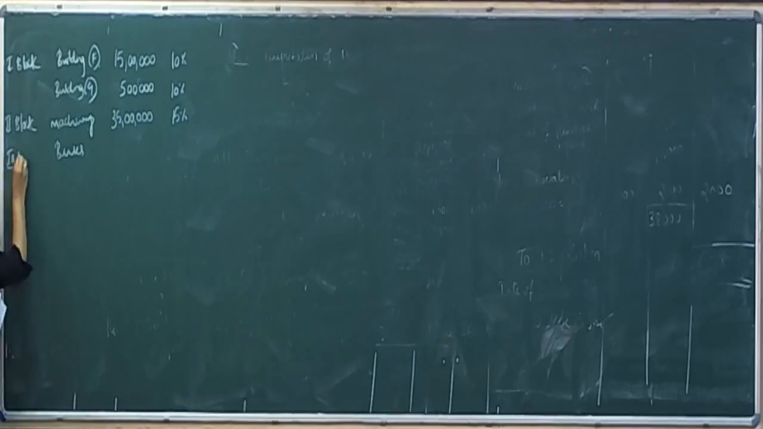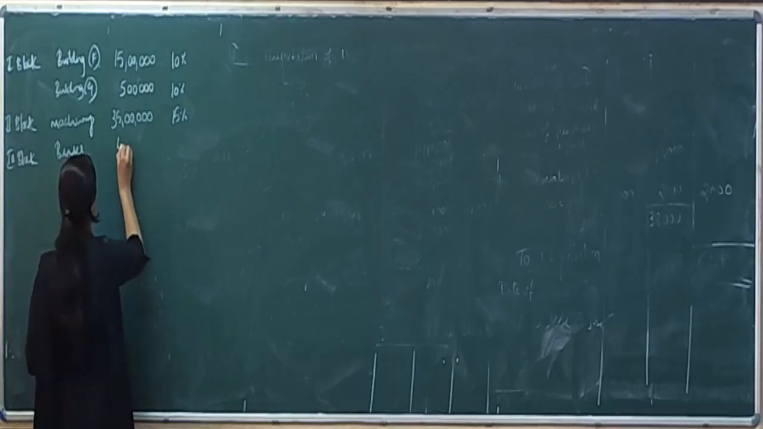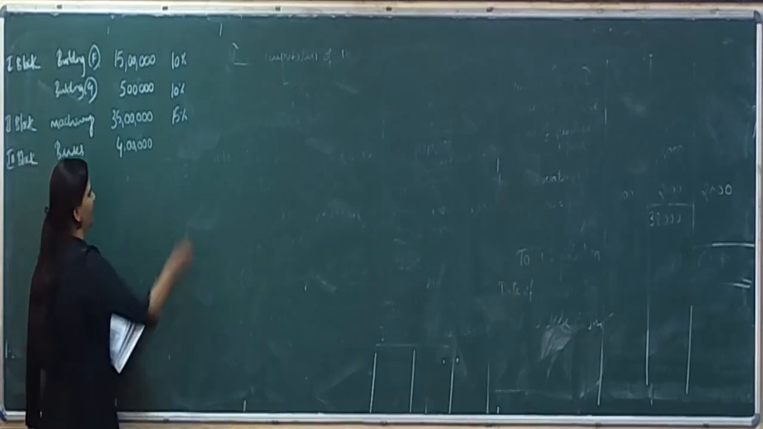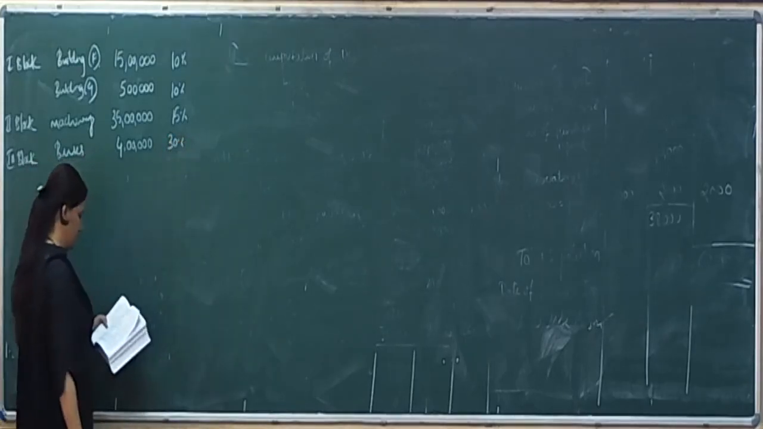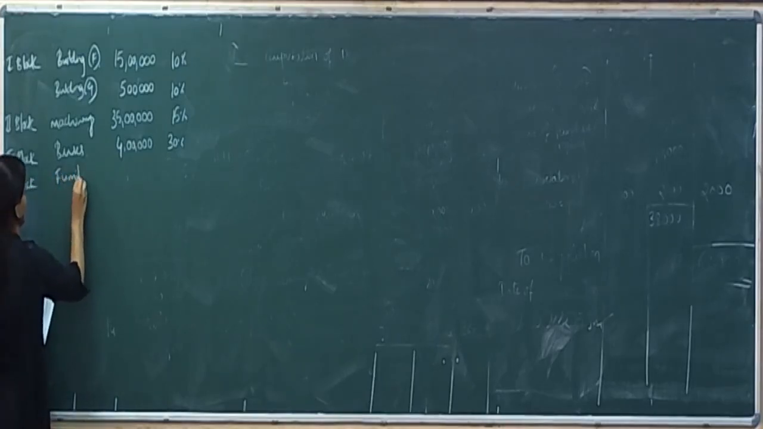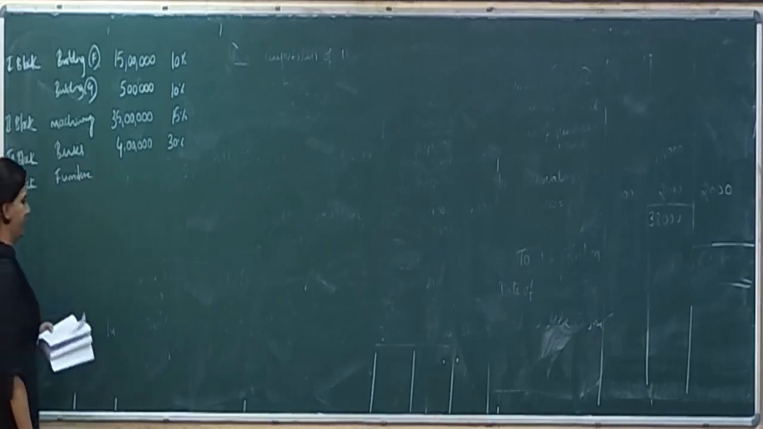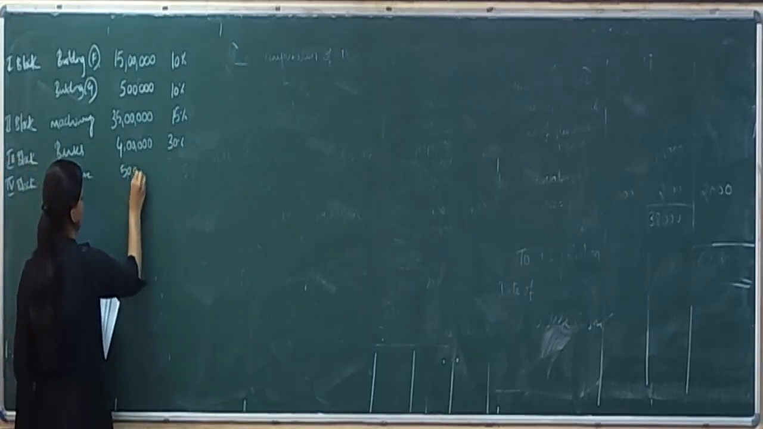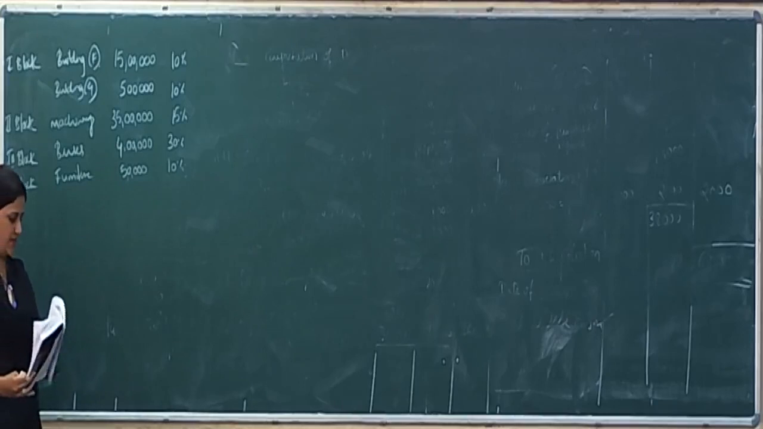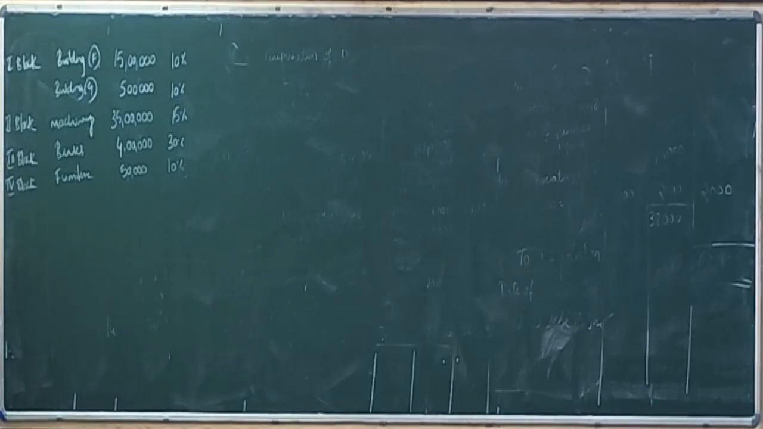Next we have, that is for 4 lakhs. Okay, so rate of depreciation being 30%. Next, that is 50,000 for 10%. Okay, so now here we can see the additional information.